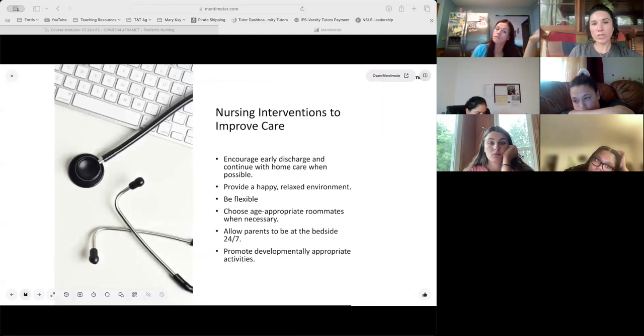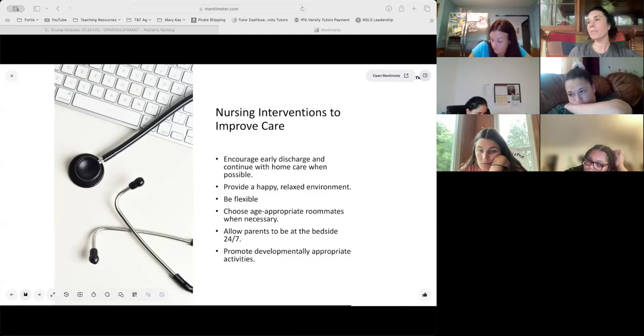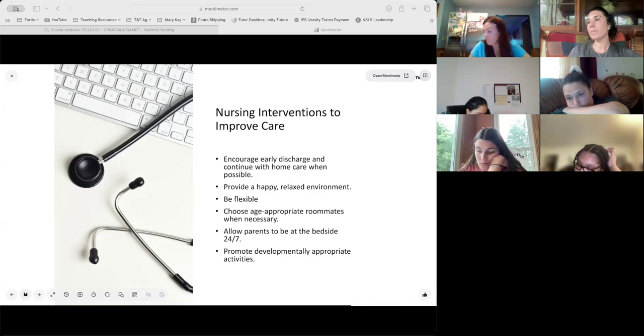As we're looking at ways to improve our nursing care, we want to encourage early discharge as soon as possible. So as soon as our patients are stable enough to not require the intense monitoring that we have in the hospital, we want to get them back to their home environment. They're going to thrive in that home environment. So even if that means we have to send them home with home care, so they can still have medications or infusions or lab draws in that home setting where they can thrive.